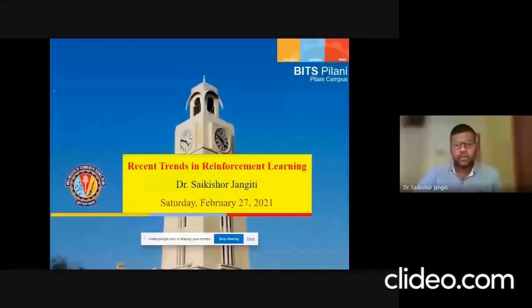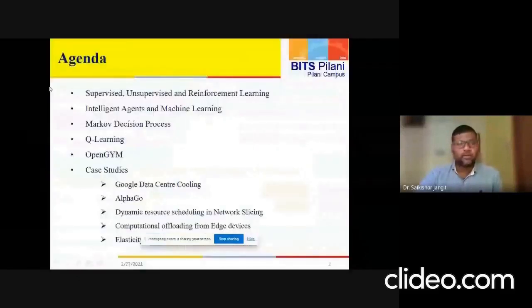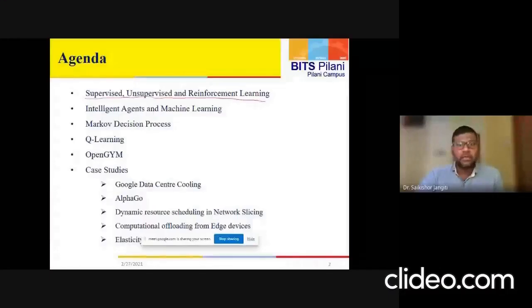A short lecture on reinforcement learning. So we'll discuss it in this following way. First, we'll try to highlight the difference between supervised, unsupervised, and reinforcement learning, the types into which machine learning can be brought. And then we'll try to understand the relation between intelligent agents and reinforcement learning.